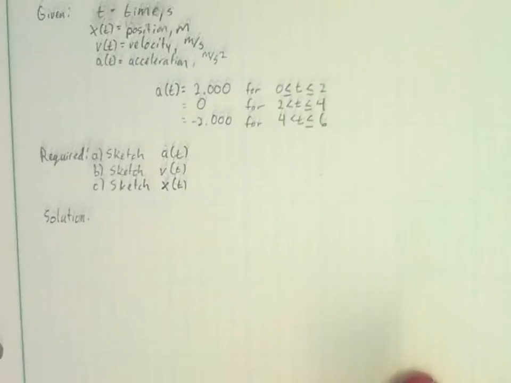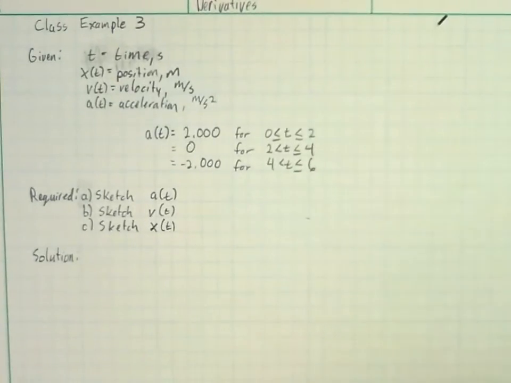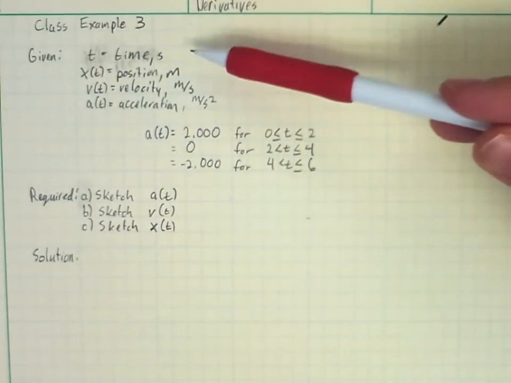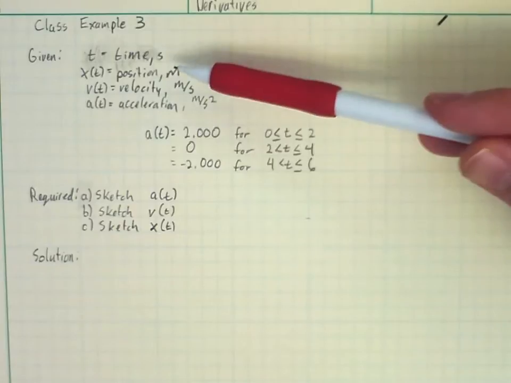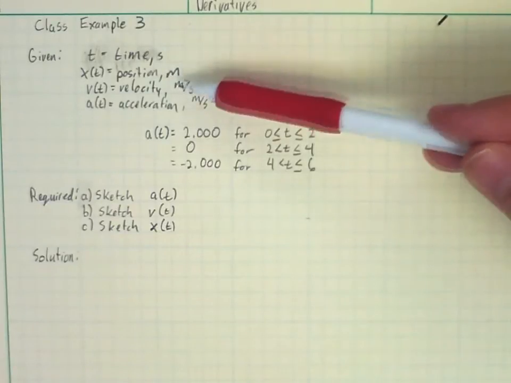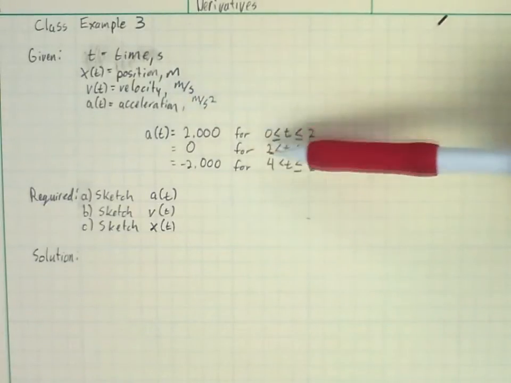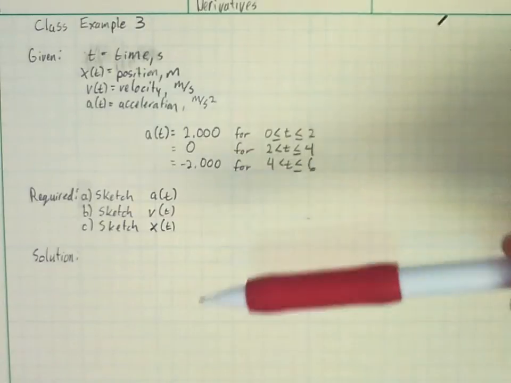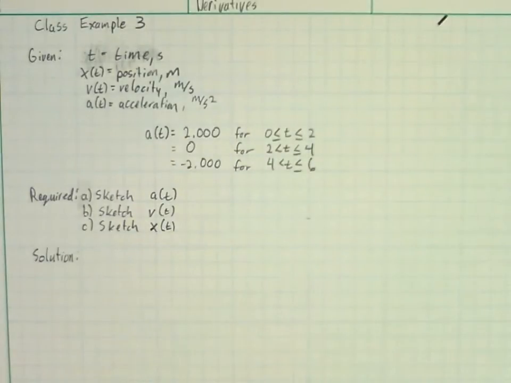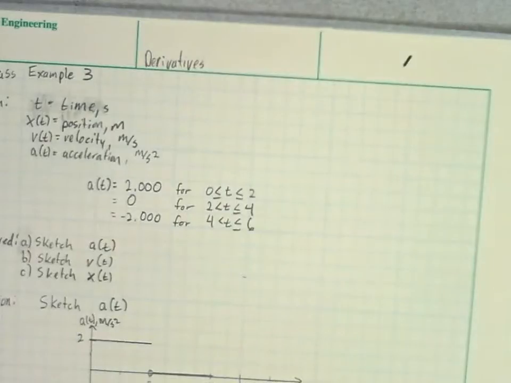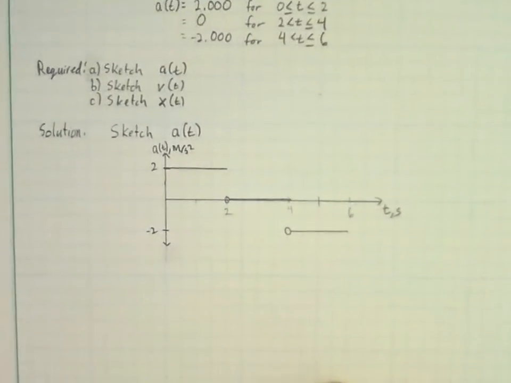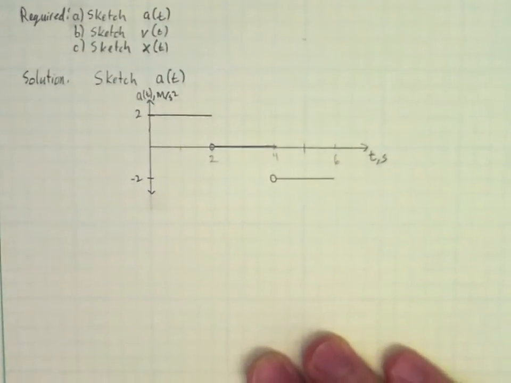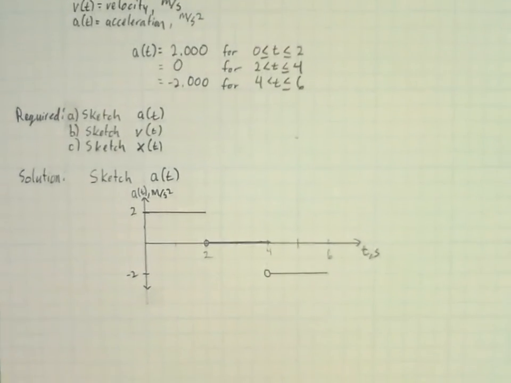So then, as always, we set up our paper. Our givens are, again, time is in seconds, x of t is the position in meters, and so on. We've got our piecewise function broken up into parts and what we need there. So we start with part A, sketching acceleration, obviously the easiest part of it. We just have to take each part of the function and graph it.